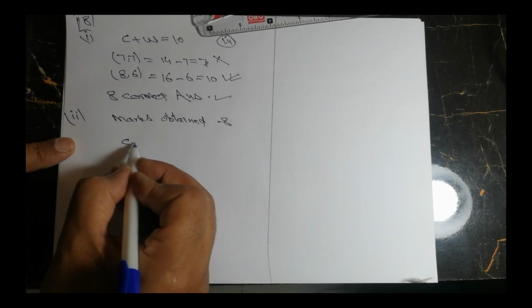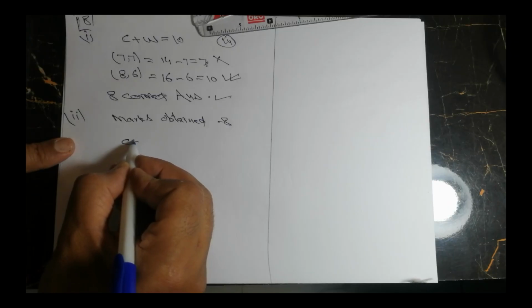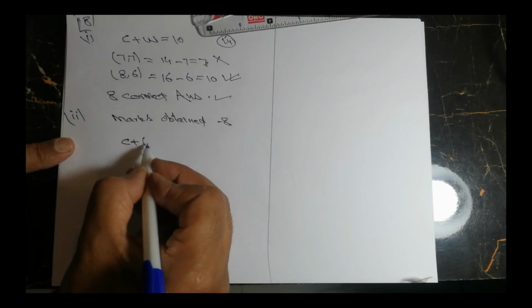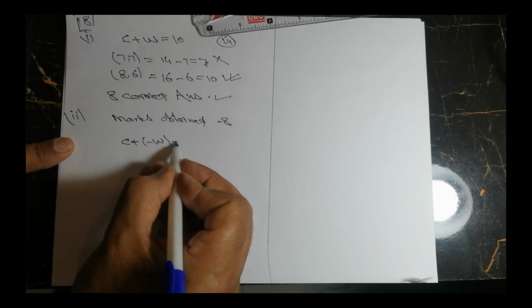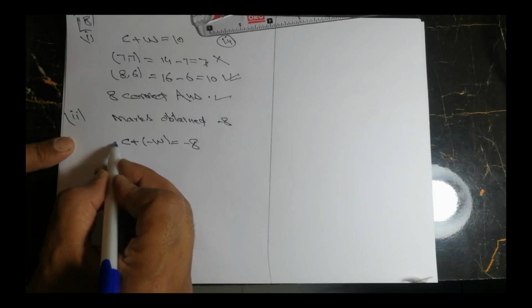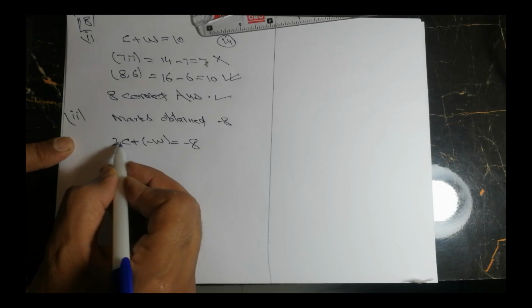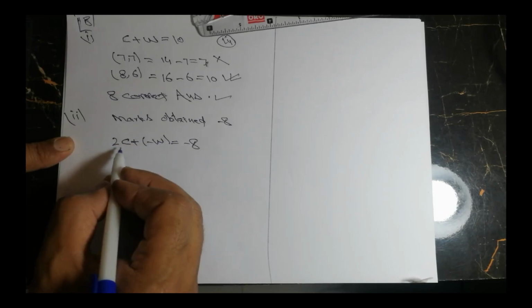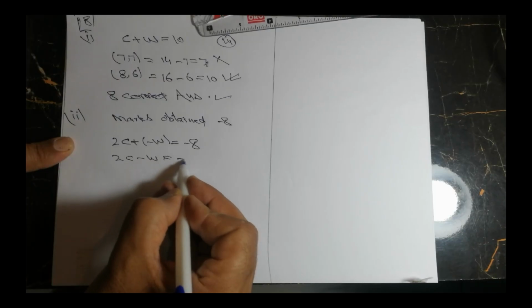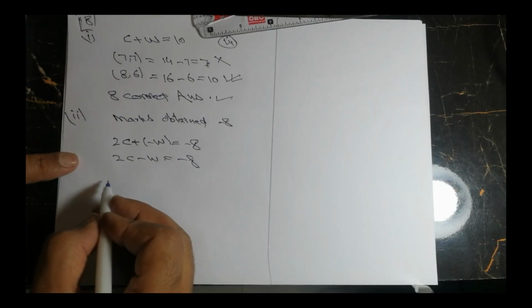That is, correct answer plus wrong answer, which is minus w, so minus w, minus 8. But the number of correct answers is counted 2 times. So 2 marks for this one and 1 for this one. So 2c minus w equals minus 8.